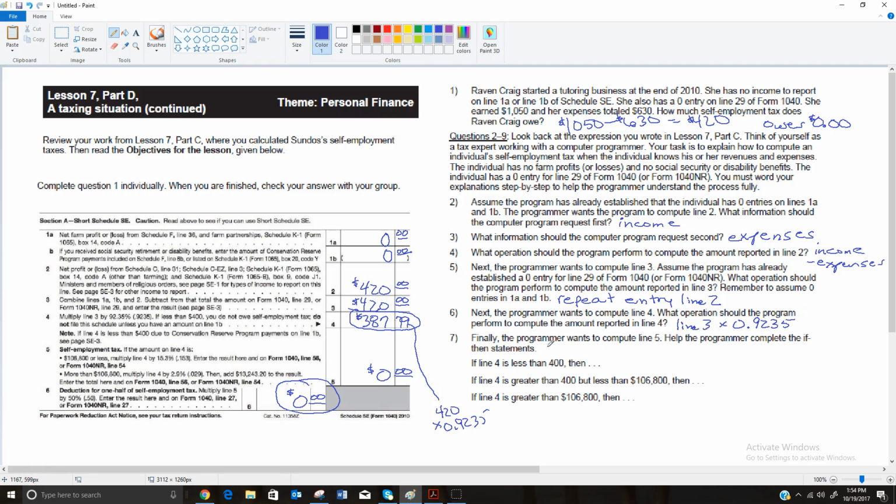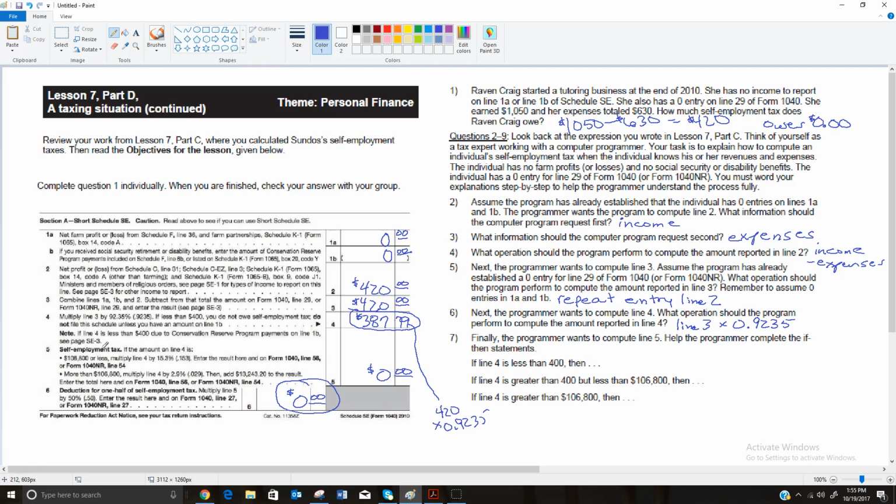And then it says, finally, the programmer wants to compute line 5. Help the programmer complete the if-then statements. So within the program, the programmer can make a statement that says, if this, do this, if this, do that. It can tell the computer those kind of directions. So if it comes across that line 4 is less than $400, what should we tell the computer to do?